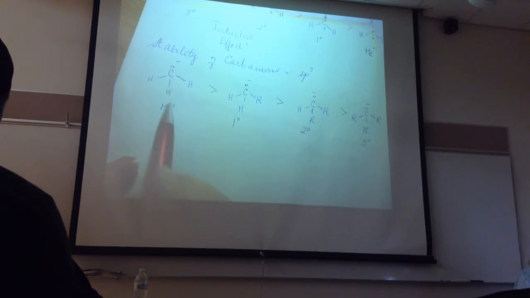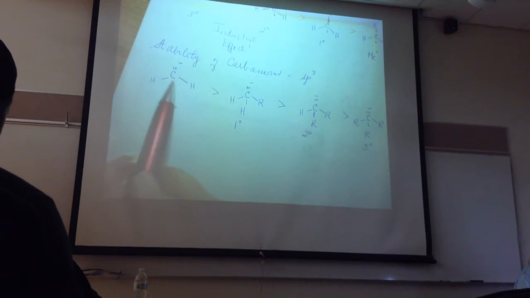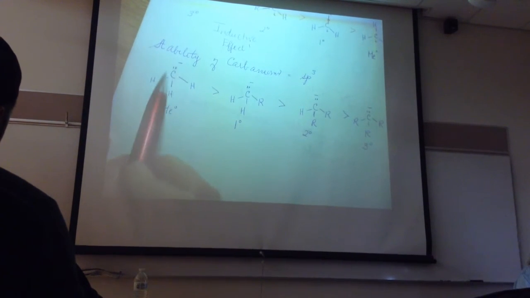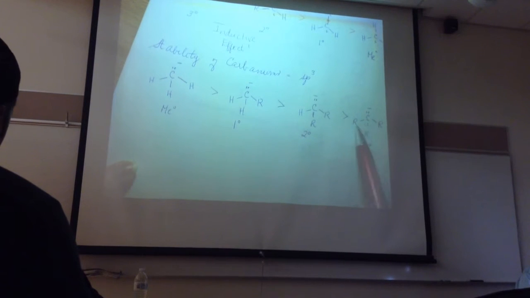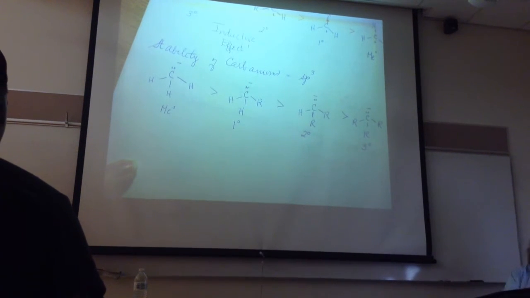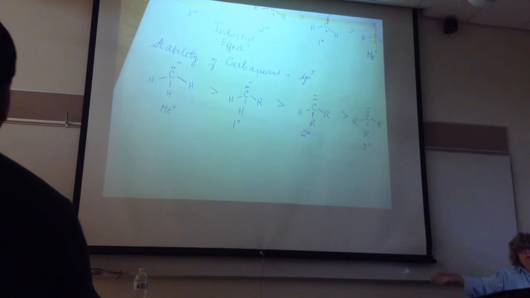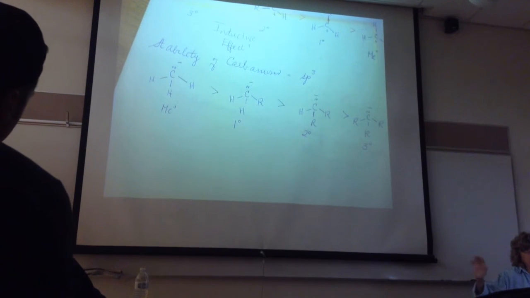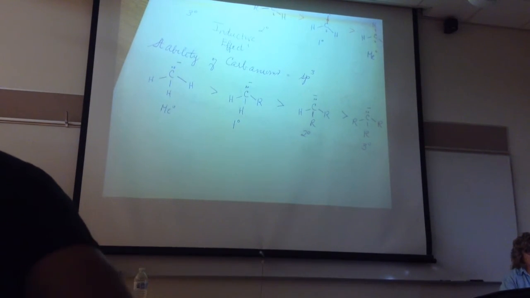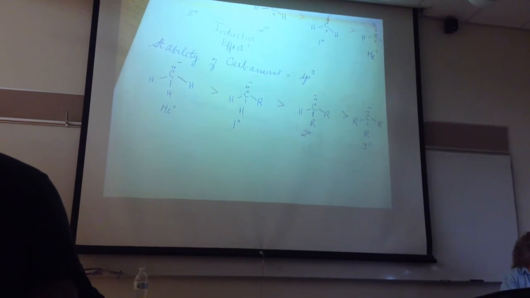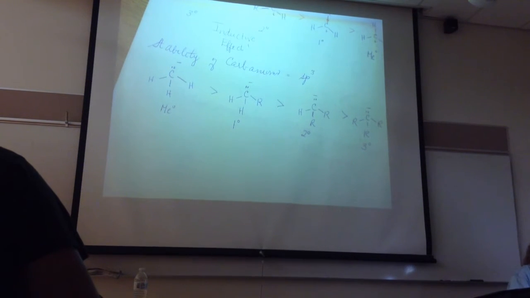If you're donating, you don't want electrons. This guy is negative, right? This guy is totally negative. If you're donating electrons, like we said, the inductive effect is donating electrons, there's going to be repulsion. So it's the total opposite of the stability of the carbocation. You want hydrogens, you don't want more electrons, so you want H pluses. You don't want any more of this.